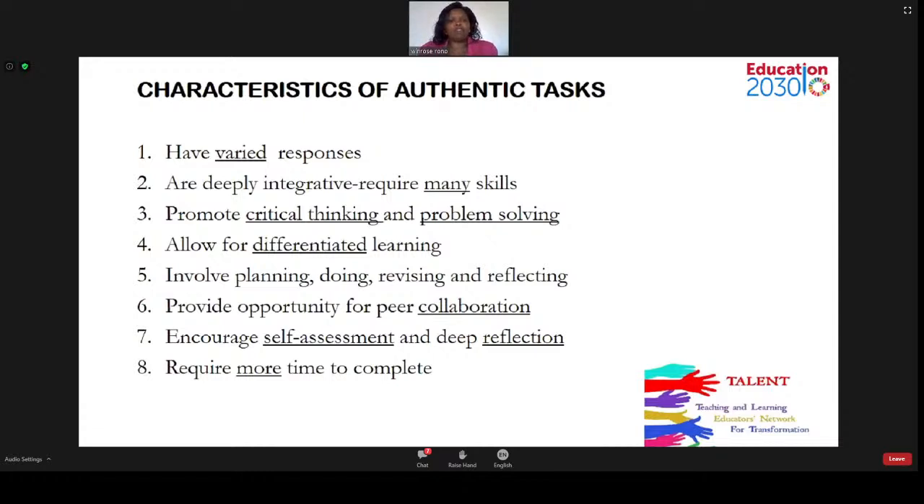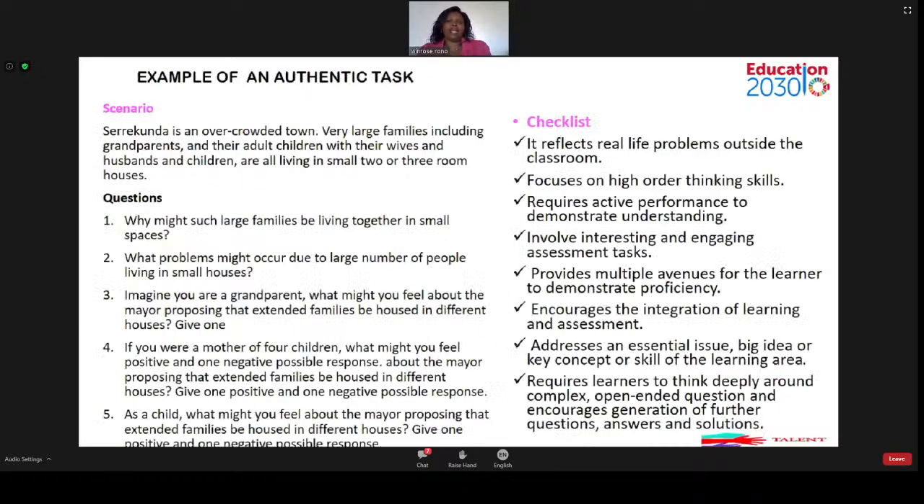They also involve planning, doing, revising, and also reflecting, and they provide opportunity even for peer collaboration. And they encourage self-assessment and deep reflection and require more time to complete. And I can give an example here. This is an example that we also used when we were doing optimizing assessment for all guided by Esther Care.